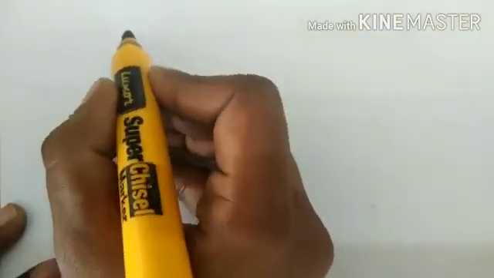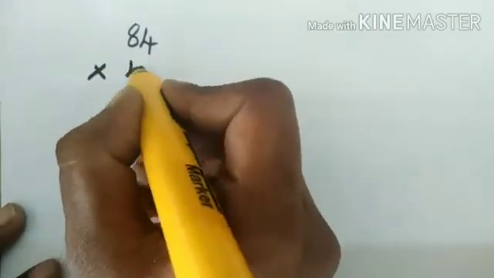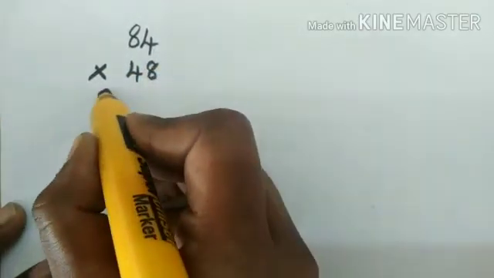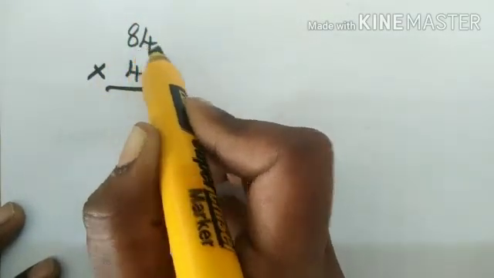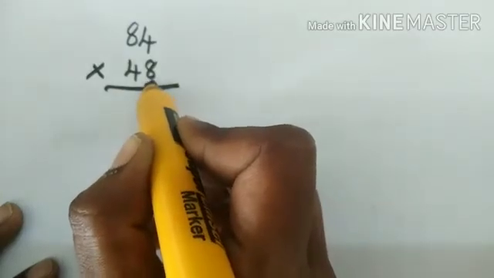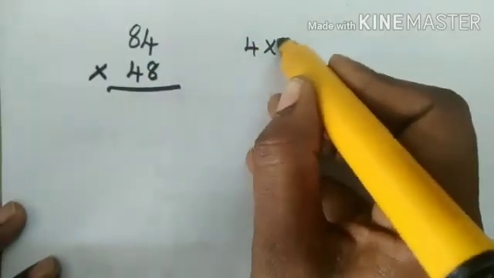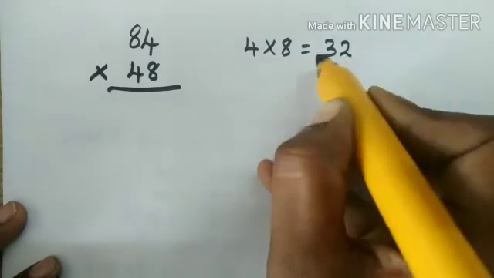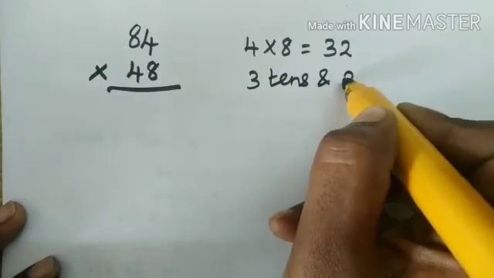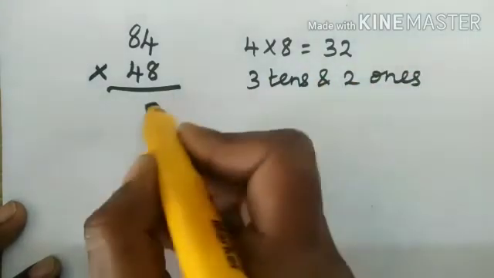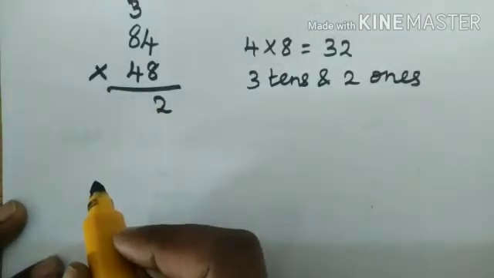Children, you should write 84 in one row, then you write the multiplication symbol, then you write 48 in another row. Draw a line. First you have to multiply the multiplicand, that is 84, by the ones digit of the multiplier, 8. So 4 into 8 is equal to 32. Regroup 32 as 3 tens and 2 ones. So you have to write 2 in the ones place and 3 will go as a carry to the tens place.